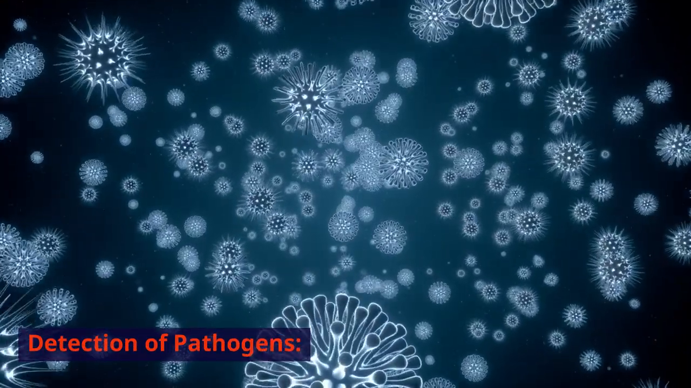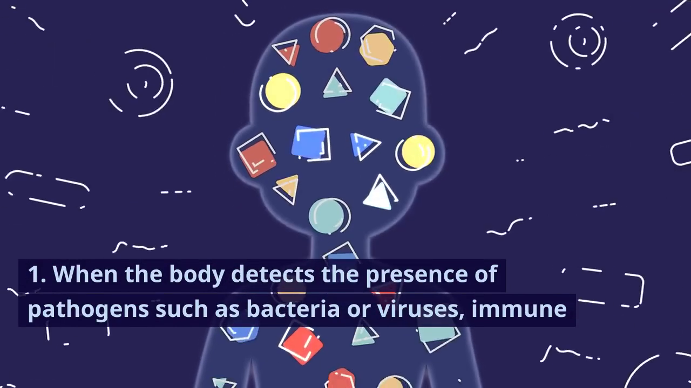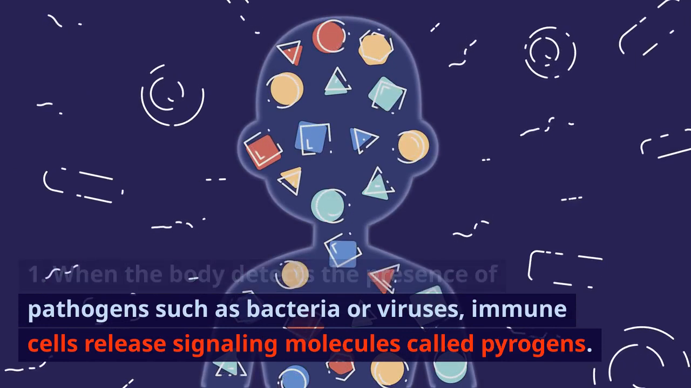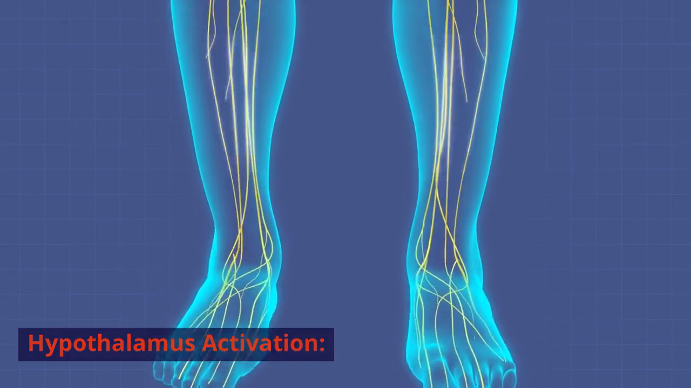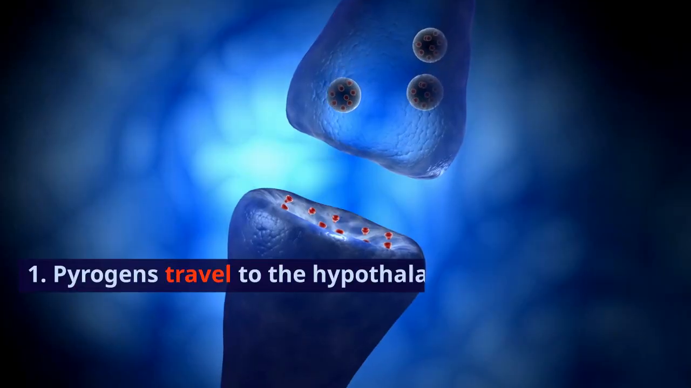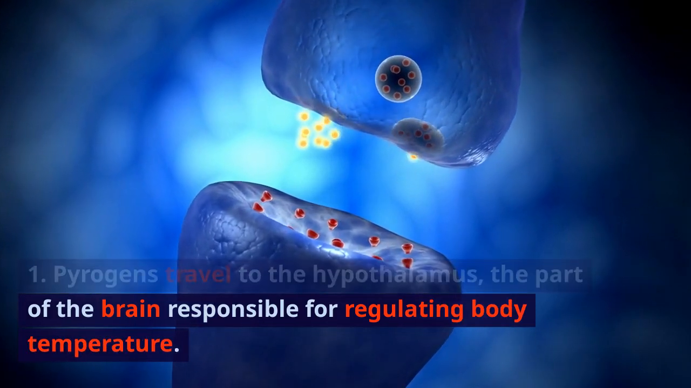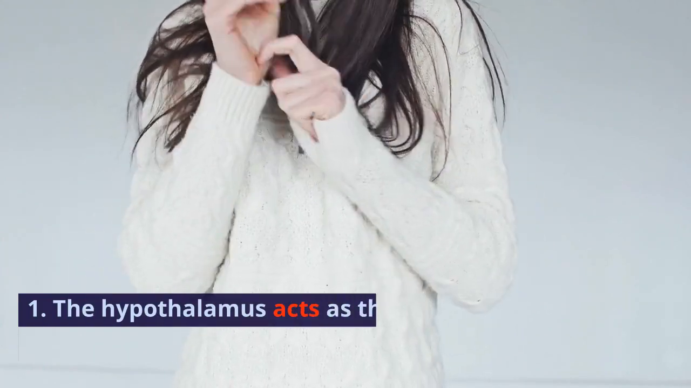Detection of pathogens. When the body detects the presence of pathogens such as bacteria or viruses, immune cells release signaling molecules called pyrogens. Hypothalamus activation. Pyrogens travel to the hypothalamus, the part of the brain responsible for regulating body temperature. The hypothalamus acts as the body's thermostat.